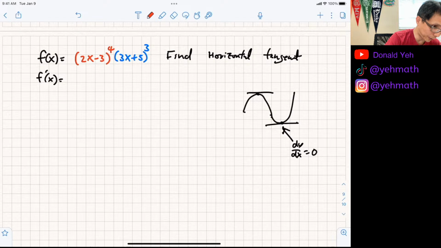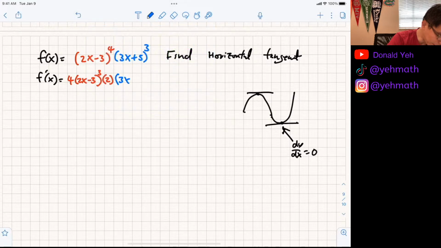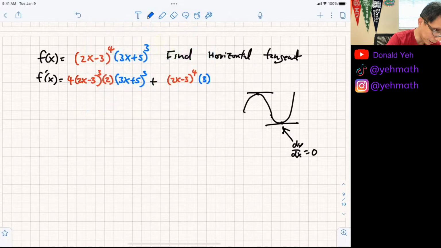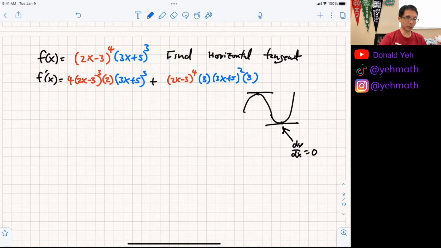Let's start with the first one. Did you guys do this? 4 times (2x minus 3) to the third times 2, and then leave the other one alone. Did you guys do that? Is this okay? And leave the first one alone and do the second one, which is 3 times (3x plus 5) squared times 3. Most people would forget the derivative of the inside. Hopefully no one forgot that.